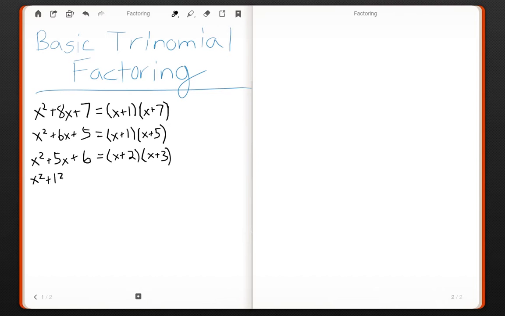Same thing with this one. Numbers that multiply to 22 are either 1 and 22 or 2 and 11. So which pair adds to 13? That would be 2 and 11.